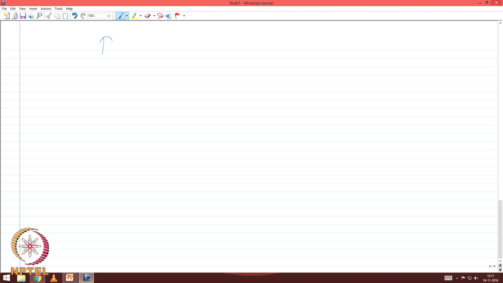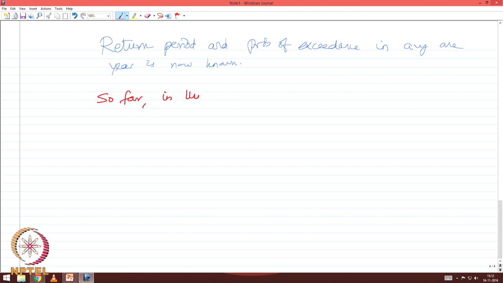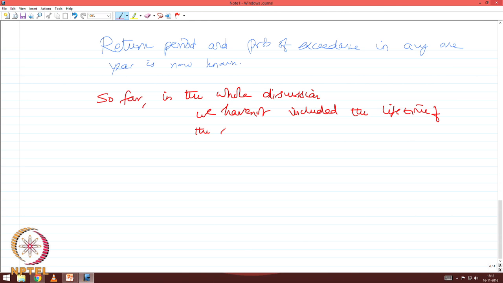Now, interestingly, return period and probability of exceedance in any one year is now known, but so far in the whole discussion we have not included the lifetime of the structure in the calculation.